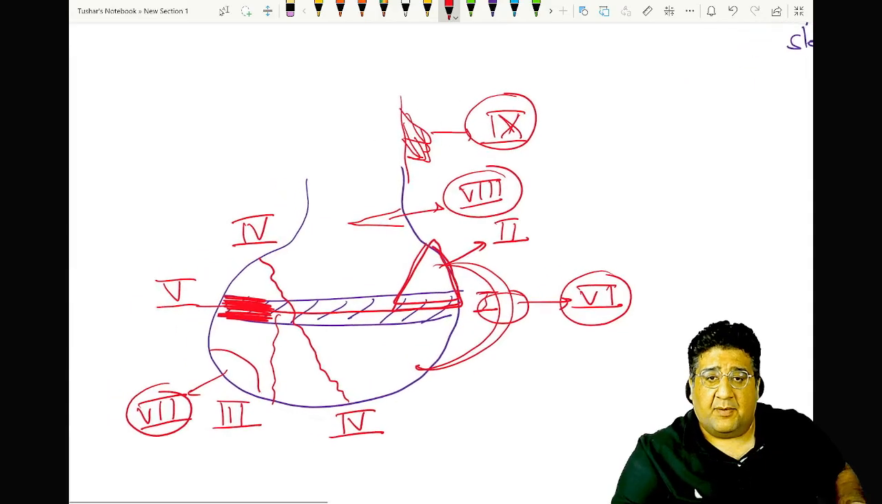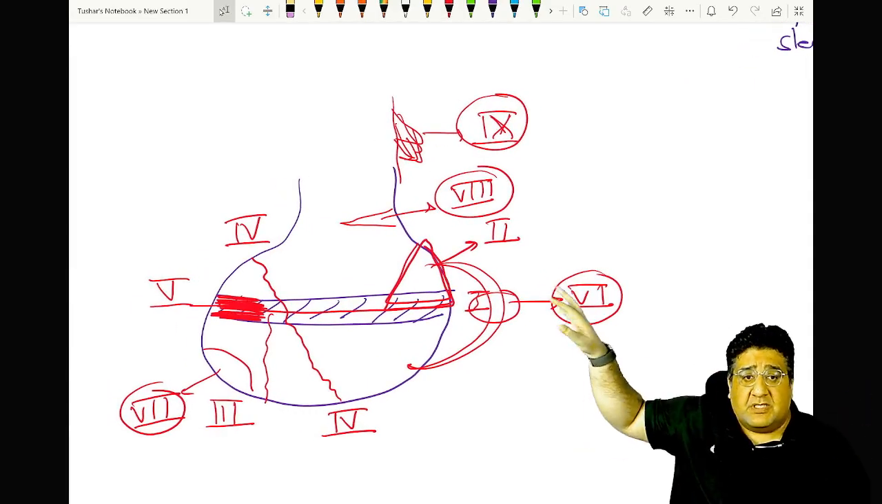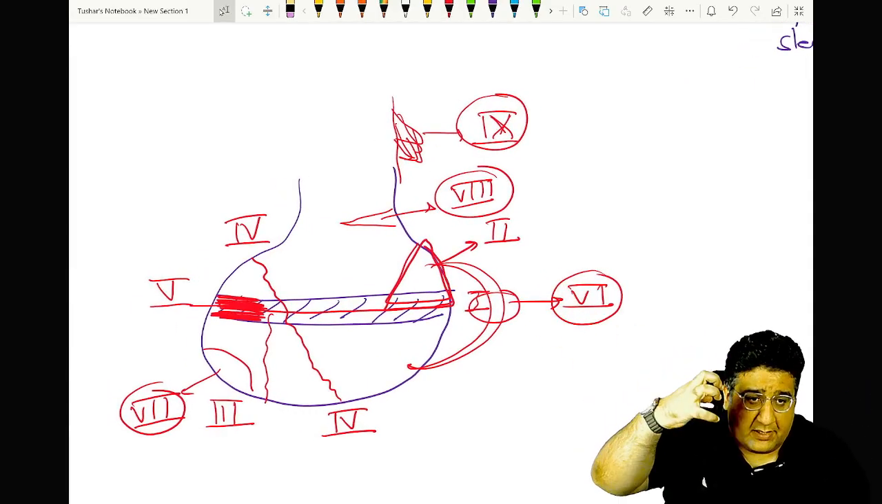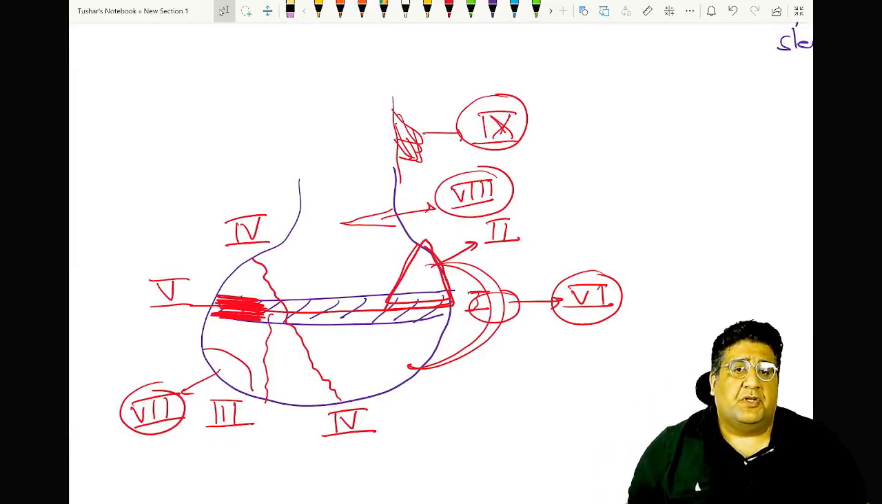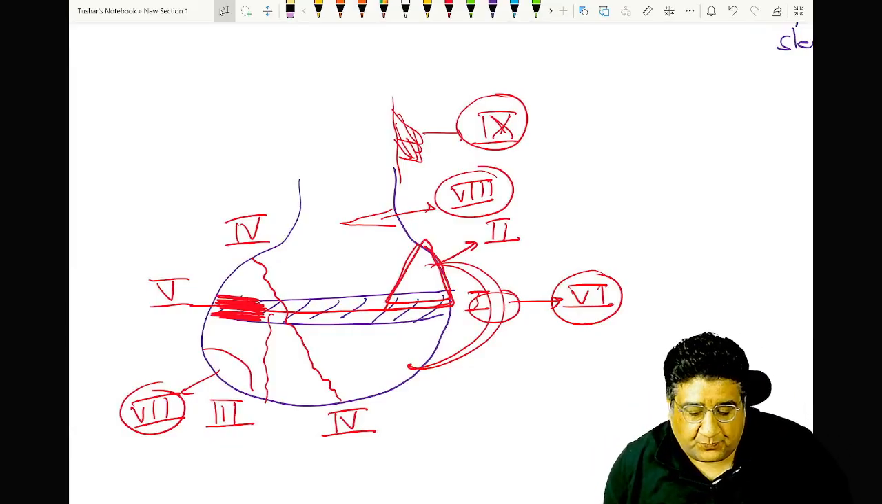So this diagram is the line diagram with which you can make up your mind. It's a mind mapping technique with which you can revise all the injuries along with me.